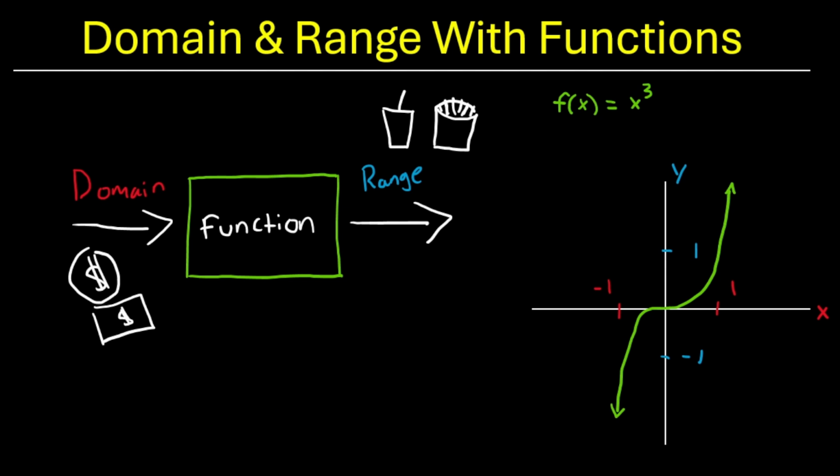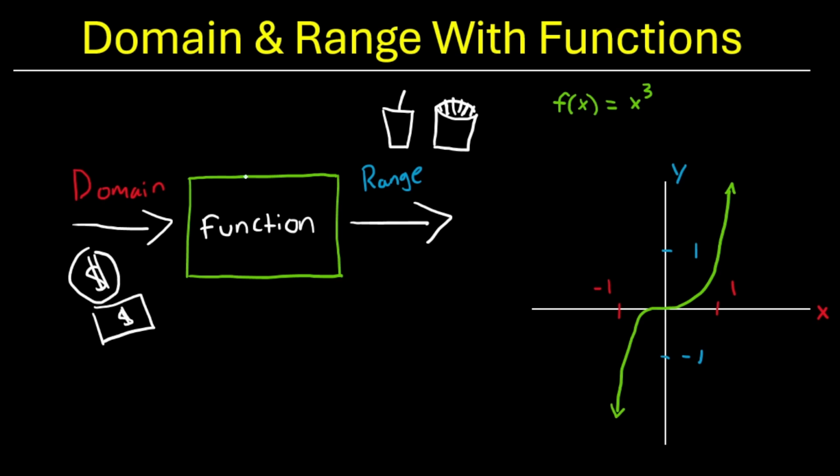The first one being, let's say you go to McDonald's. You can buy food with any form of money, dollars, quarters, etc. Think of your money as your input. Your function is going to be McDonald's, and your output is going to be the food that you ordered and they give it to you, right? So you can think of the domain as the various kinds of money that they accept.